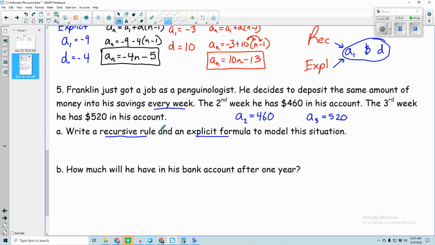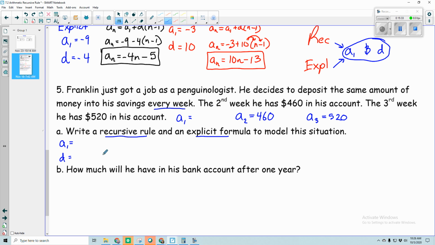Okay, so remember the two things we need from either of these. We have to know what a sub 1 is, and we have to know what d is. Well, right now we don't have the first term in the sequence, we just have the second term and the third term. So let's examine these two terms a little bit closer. Maybe if we find the pattern, then we can figure out what the first term was. Okay, how much money does he have in his account on the first week?